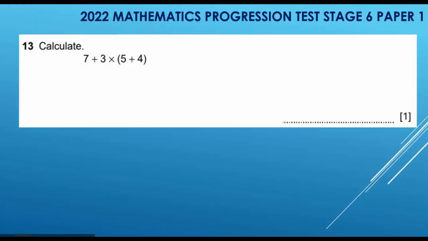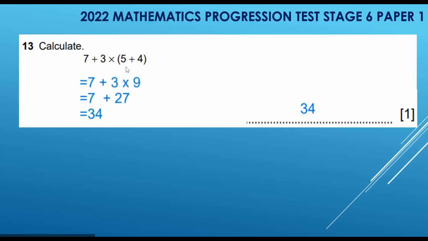Next, question 13. Calculate 7 plus 3 times the bracket 5 plus 4. So the answer is 34. Here's the explanation. 5 plus 4 is in the bracket, so we settle that first. 5 plus 4 is 9. Now we have 7 plus 3 times 9. Multiplication is the higher priority, so 3 times 9 is 27. And 7 plus 27 is 34. Next.